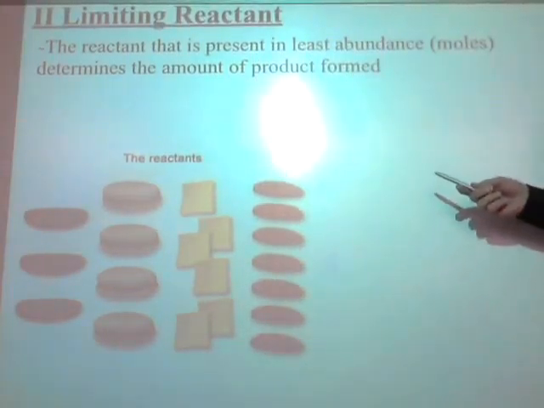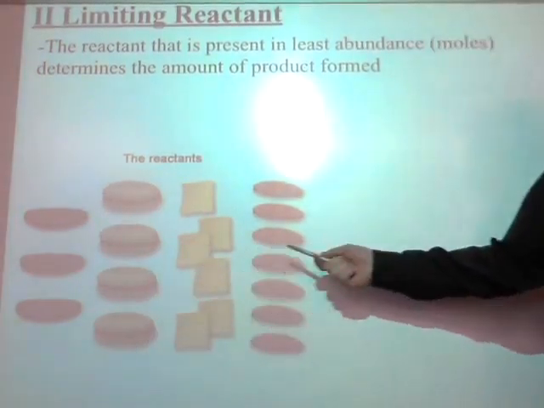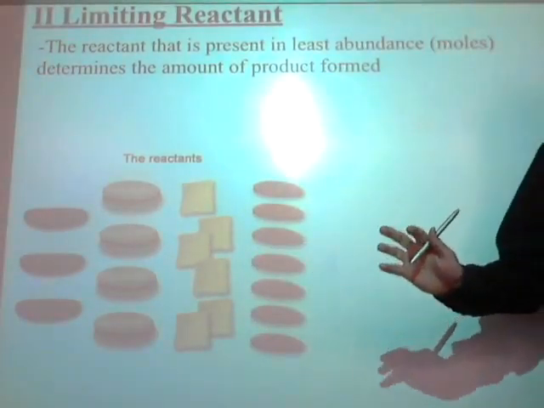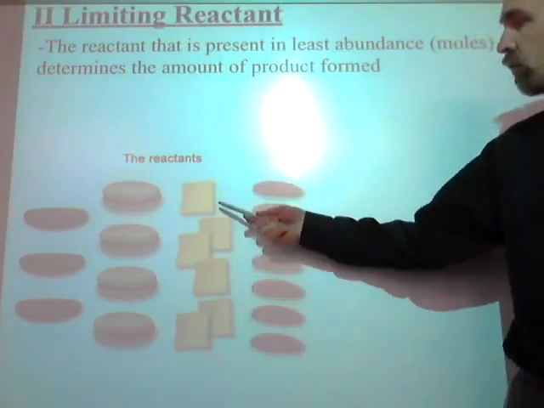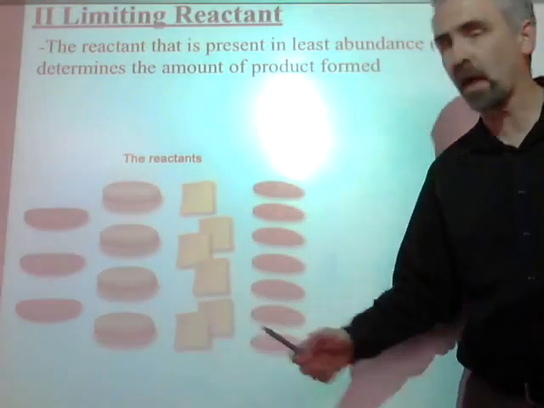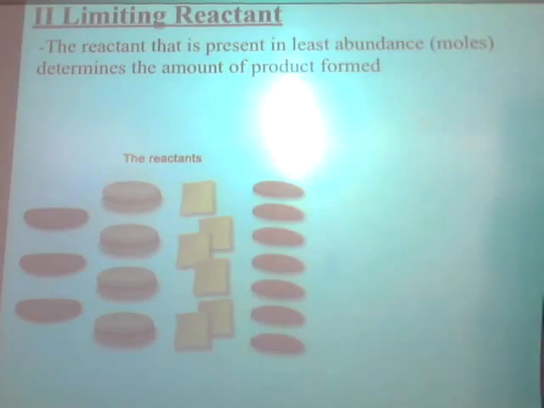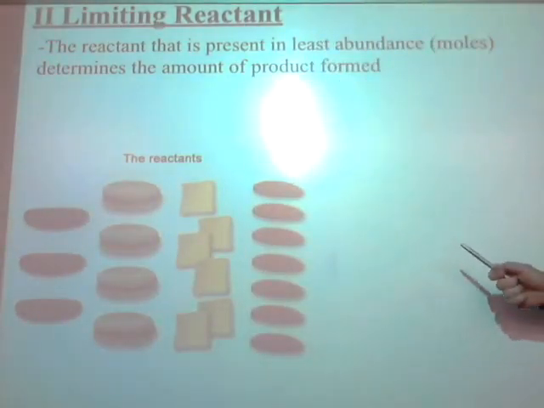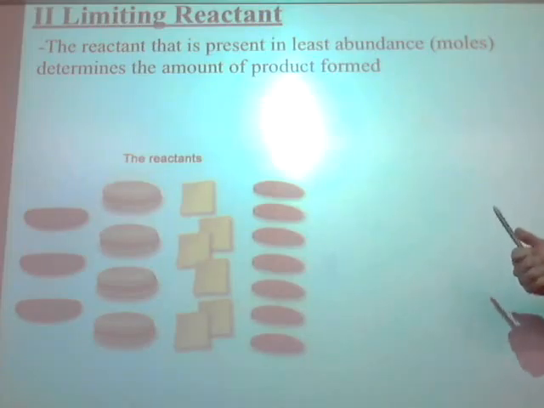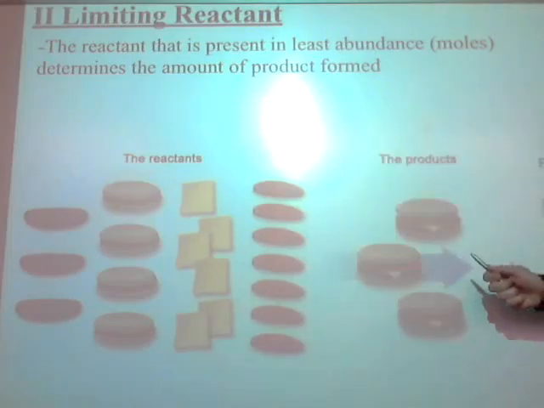I use as an analogy here, making a hamburger, for example. If I have to make a hamburger, just because I've got enough cheese to make 1, 2, 3, 4, 5, 6, 7 hamburgers doesn't mean I have enough to make 7 hamburgers. I only have 3 patties. That's going to be my limiting reactant, so I can't make any more. That's how it works in chemistry too, okay?